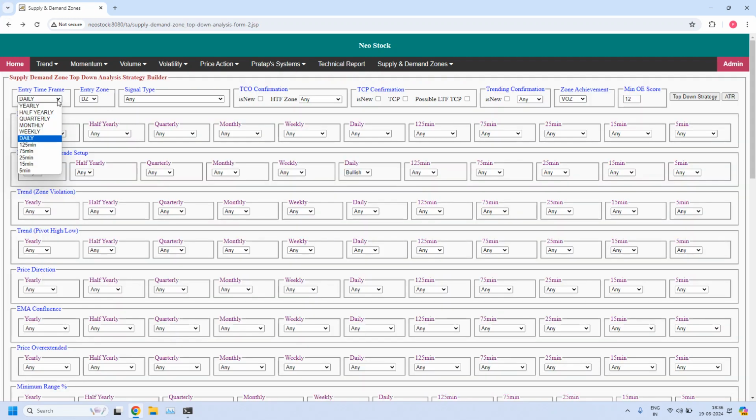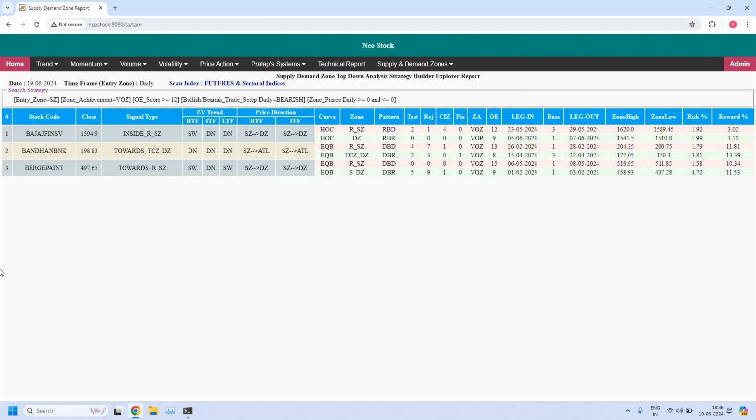For the bearish trade setup for monthly income trade, the entry time frame is daily, and the entry zone should be a supply zone. In the parameter for bullish or bearish trade setup in the daily time frame, I am changing the value to bearish. The same filters we are going to use, and now we have generated the report and 3 stocks are filtered.